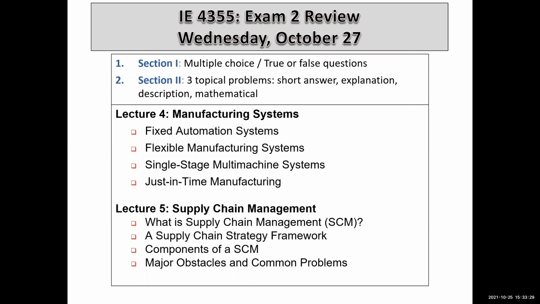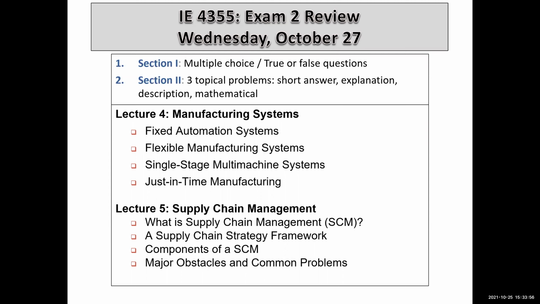The exam will have two sections. Section one, you will have the multiple choice or true or false questions. So there will be a total of 10. And those you're gonna be answering in the computer. You will be selecting the right answer on the screen. And then section two will be three topical problems. Those could be short answer, explanation, description, or mathematical.